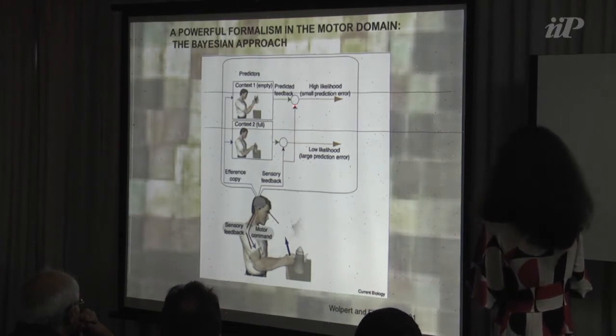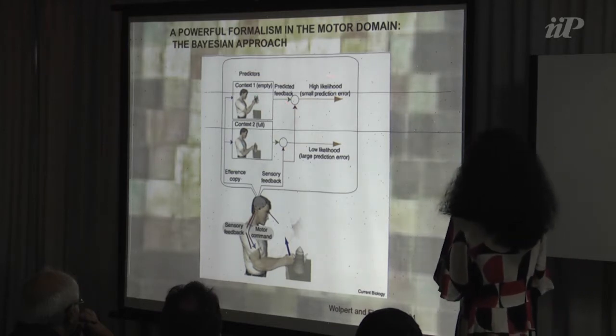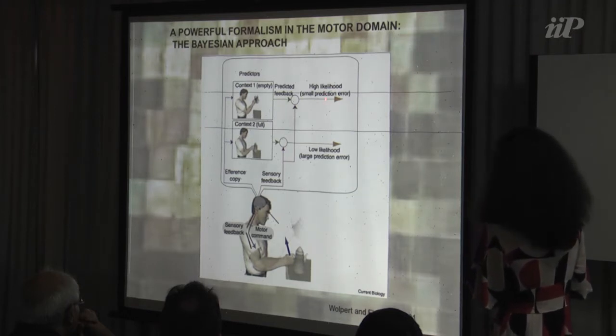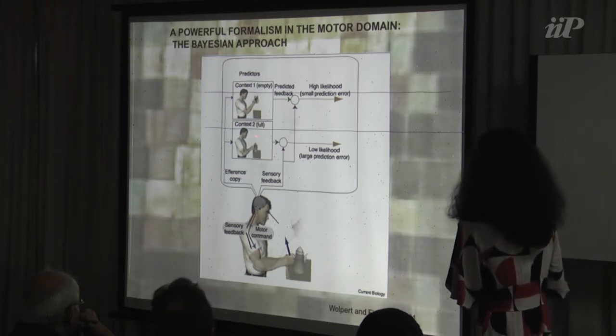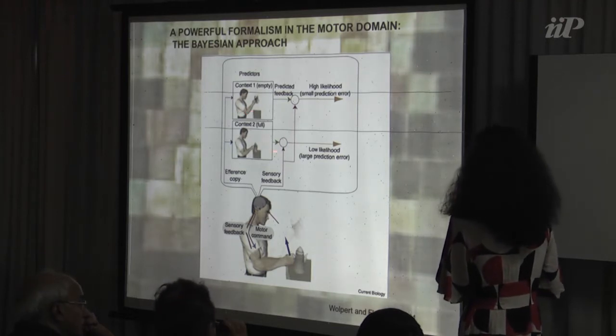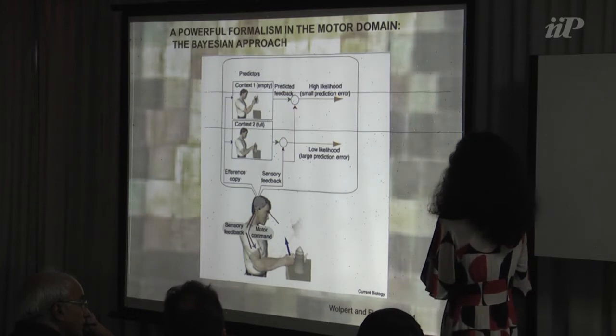And if, for instance, the object is really empty, you have a high likelihood, I mean, you have a small prediction error. Whereas if you know beforehand that the object is close to empty and in fact is full, you have a low likelihood or a large prediction error.